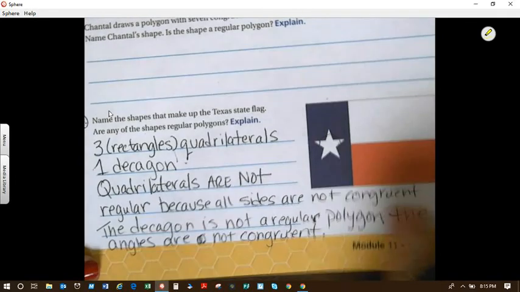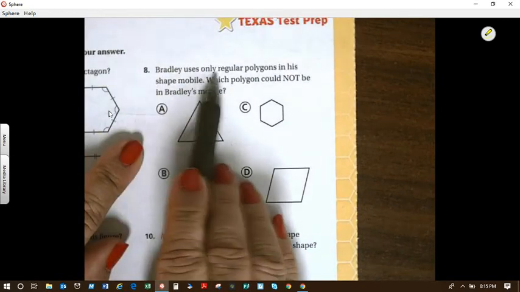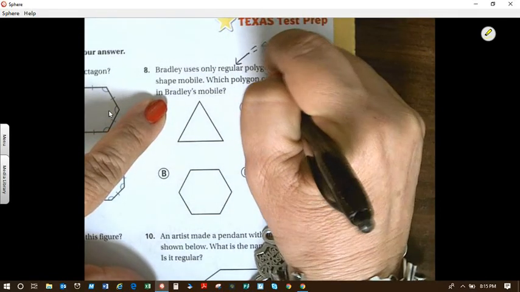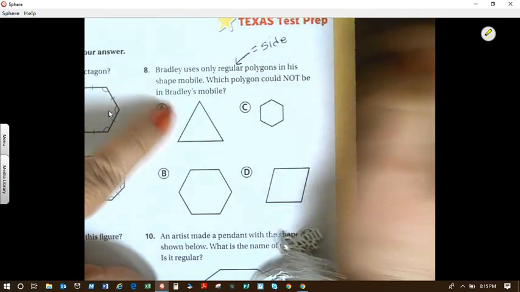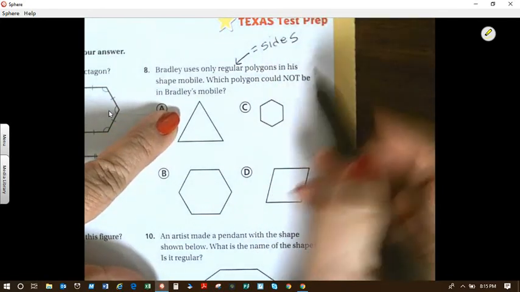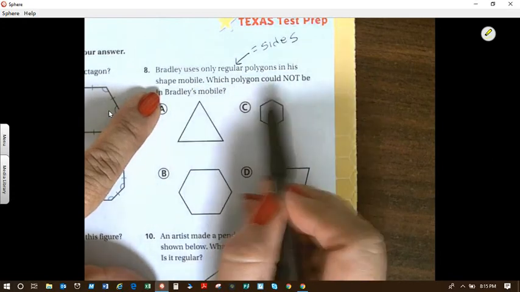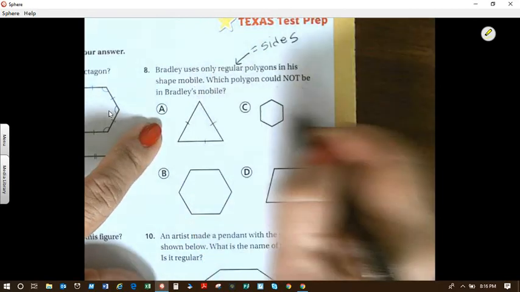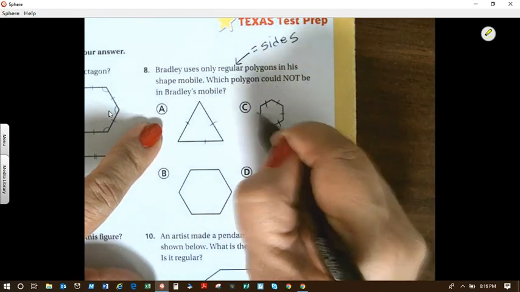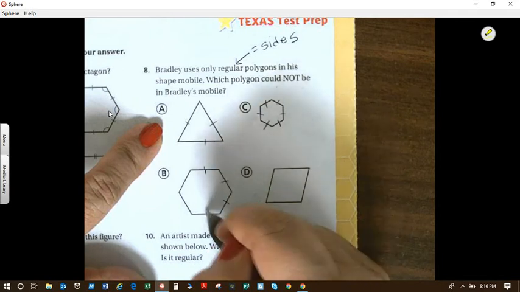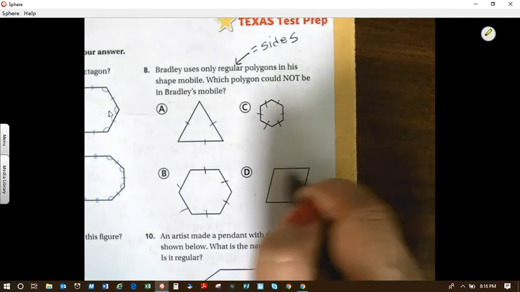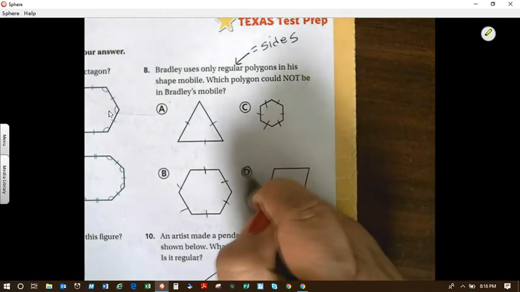Perfect. Let's flip it over to the back side. We're doing number 8. Bradley uses 1 regular polygon. Regular polygon means that equal sides, they're all the same sides, equal sides, congruent, and is shape mobile. Which polygon could not be Bradley's mobile? Equal side, equal side, equal side, equal side. This is the same as this one, as this one, as this one. Look at my parallelogram. This is not. So the answer is D.